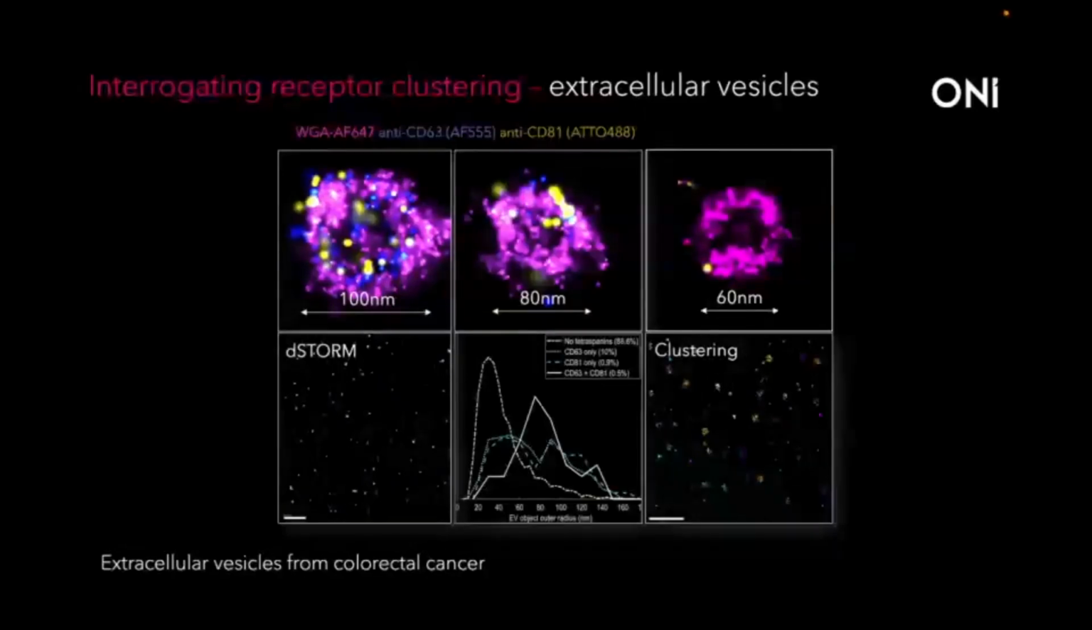These are from colorectal cancer. There's nothing particularly immunological in this exact example, but hopefully you can get an appreciation for the sizing that you can do using super resolution here, and also an understanding of the abundance and potentially the location on the EV of different molecules, which in this case are CD63 and CD81. And in this case, wheat germ agglutinin was used to stain the glycocalyx of the EV so that you can more easily see the outline.